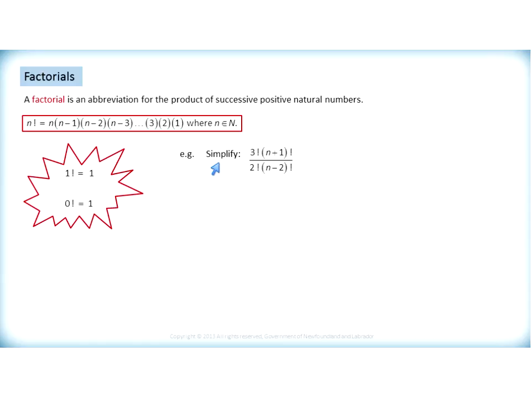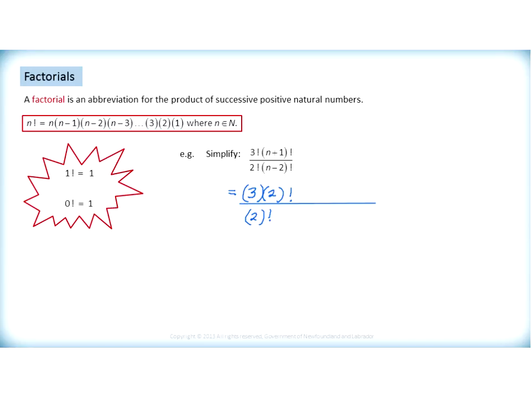equal to 1. In this example, we will simplify 3 factorial times n plus 1 factorial, all divided by 2 factorial multiplied by n minus 2 factorial. That then will equal 3 factorial can be written as 3 times 2 factorial. And we will stop there because of the 2 factorial in the denominator. So that will all be divided by 2 factorial in the denominator, which will cancel with the 2 factorial in the numerator.